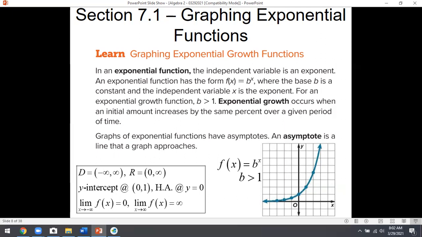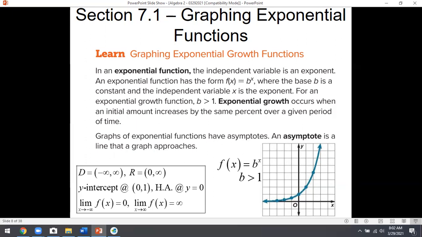And what's a key point on here? 0, 1 maybe is a key point, because anything to the 0 power is 1. So seeing that point right there, 0, 1 is a good thing to use if you have to stretch and move things around. End behavior: as you go really far to the left, it goes to 0, right? As you go really far to the right, it goes all the way up to infinity. Gotta know that one right there.